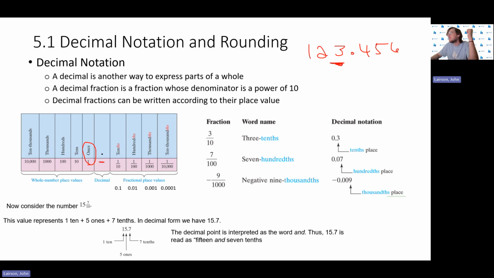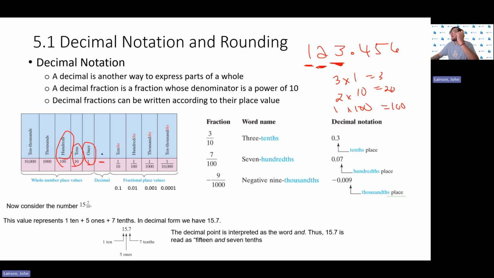So this 3 is in the ones place, that first one to the left of the decimal. This is telling you that 3 has the value of 3 times 1, which is just 3. The next place over, this 2, is the tens place. The digit 2 in the tens place tells you that you have 2 times 10, or 20. This is the hundreds place. So this is 1 times 100, which is 100.